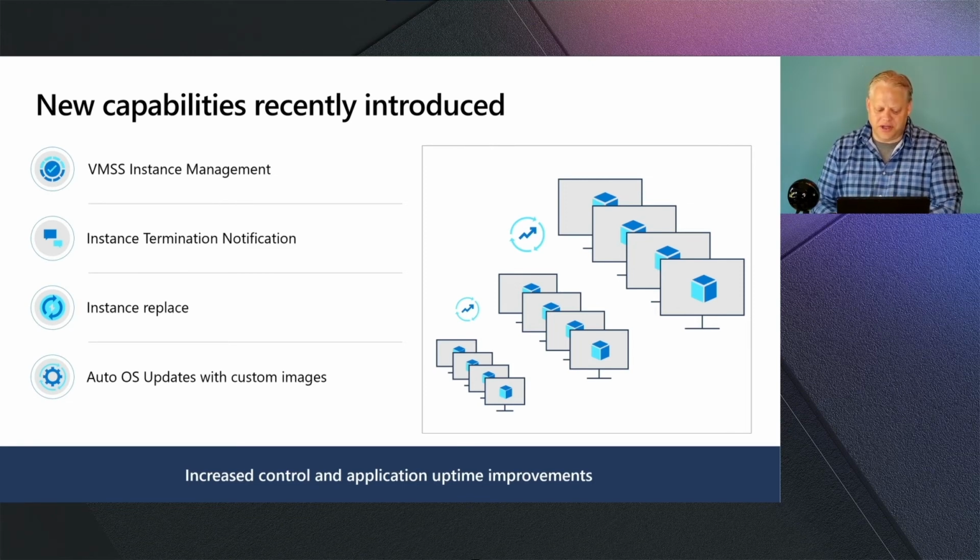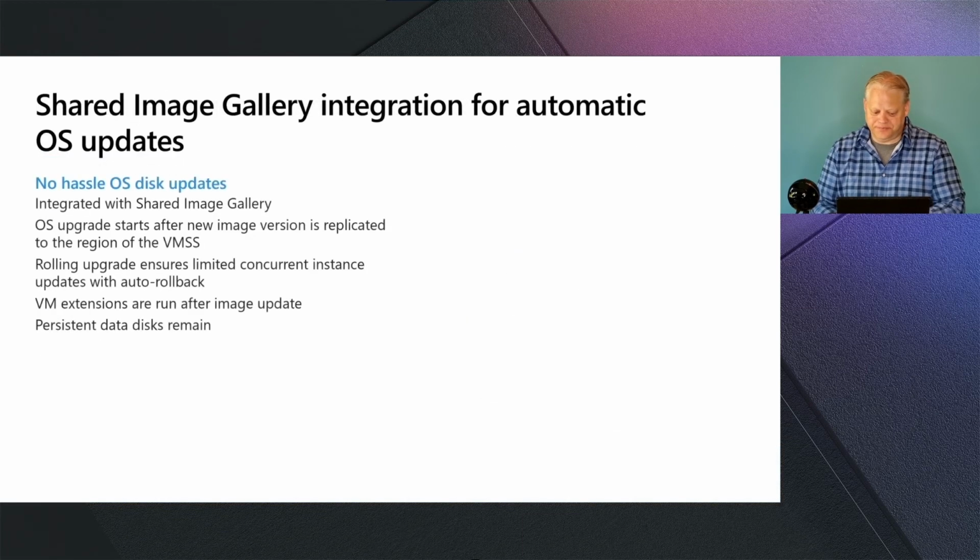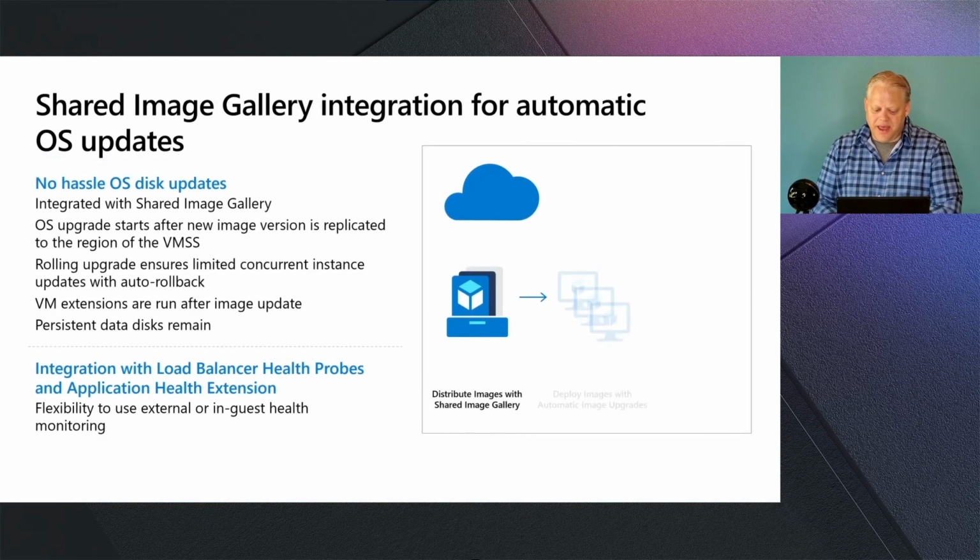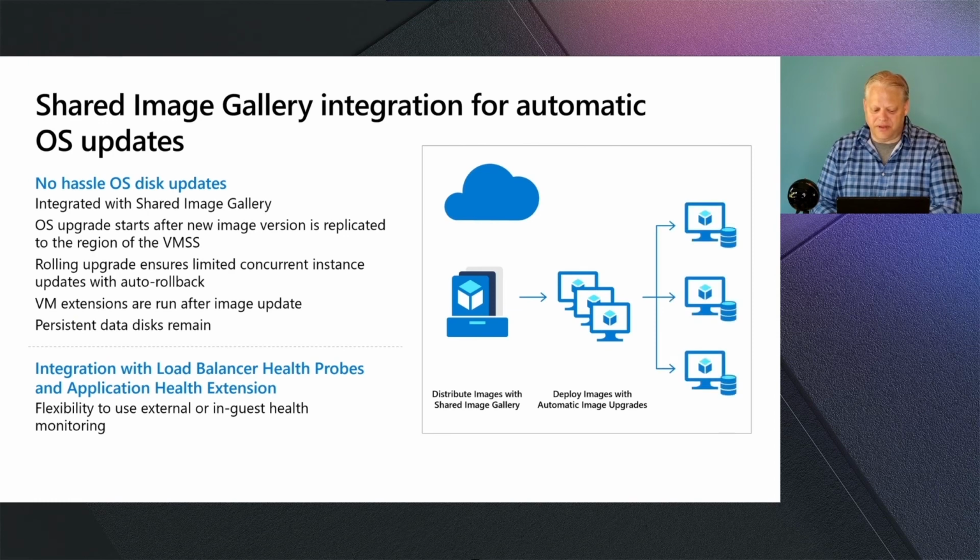And then finally, we talked a little bit about the automatic OS updates. We've now expanded that to use custom images coming through the shared image gallery. And so this is just an example of leveraging the shared image gallery. You can take an image and distribute it worldwide using the shared image gallery, replicate that to multiple regions, and then have the scale sets leverage the shared image gallery to automatically update based on that image.